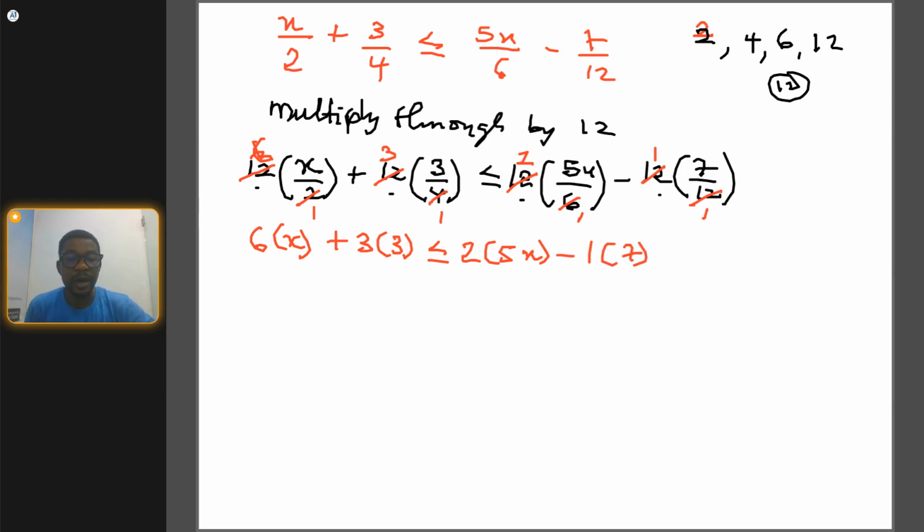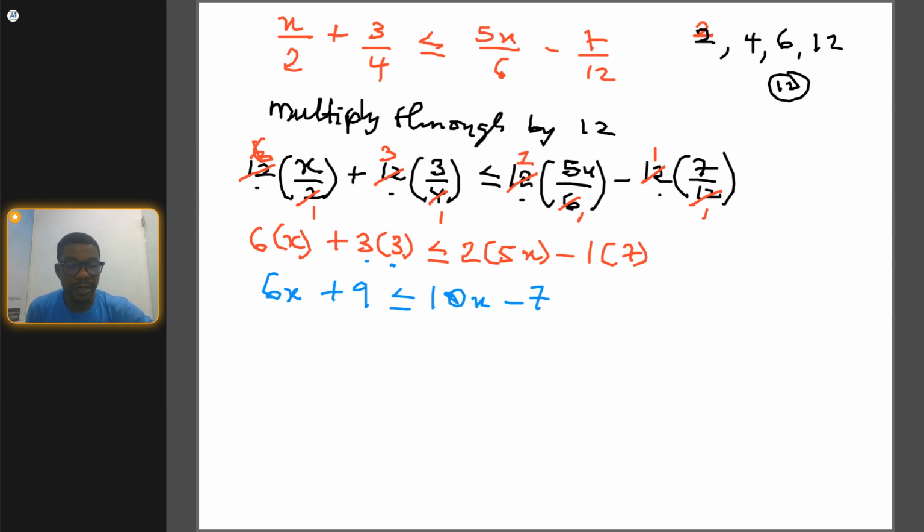All right. Now we have to expand by removing the brackets. 6 multiplied by x is 6x, plus 3 multiplied by 3 is 9, less than or equal to 2 multiplied by 5x, that will give us 10x, minus 1 multiplied by 7 is 7. Now we have the linear expression. We can go ahead to solve the inequality by collection of like terms.